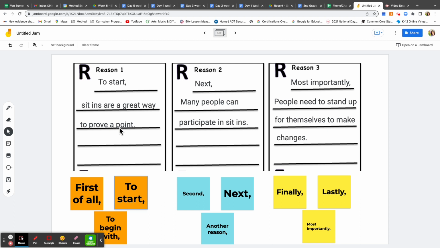I want you to now write your first reason why you think it's a good idea or a bad idea. Don't forget one of your sentence starters. You can pause the video while you write your first reason and then play again when you are ready.